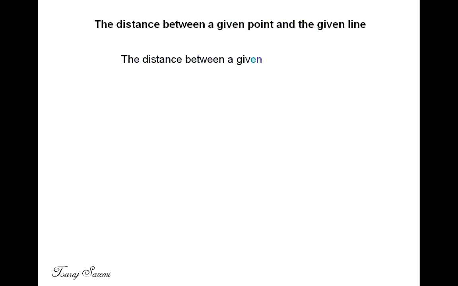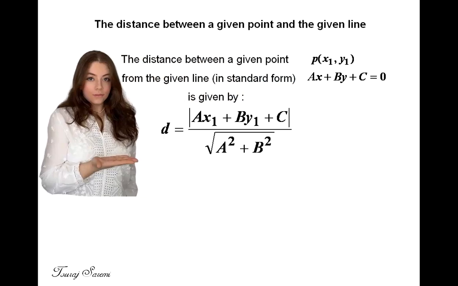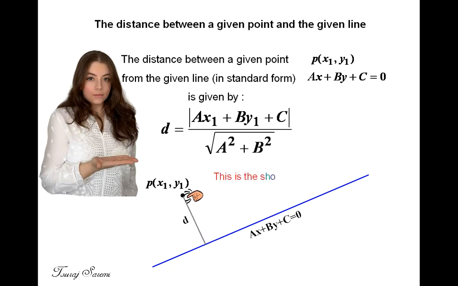The distance between a given point and the given line. The distance between a given point P from the given line in standard form is given by this formula. This is the shortest distance between the point and the given line.